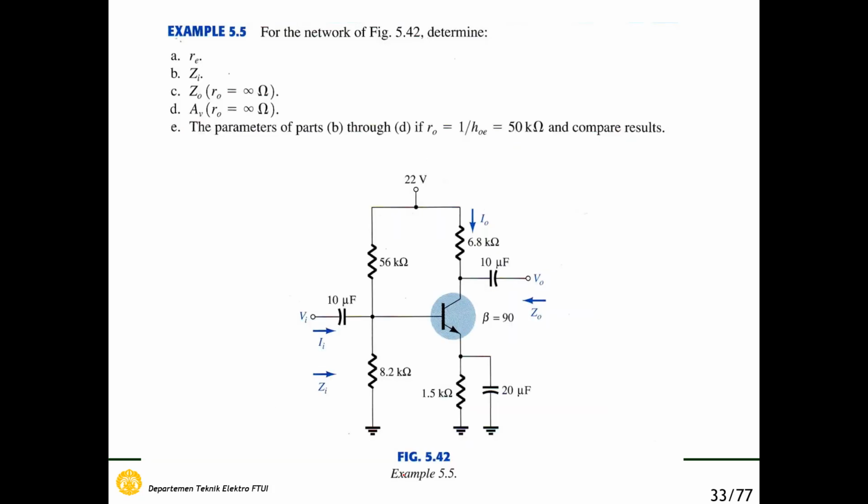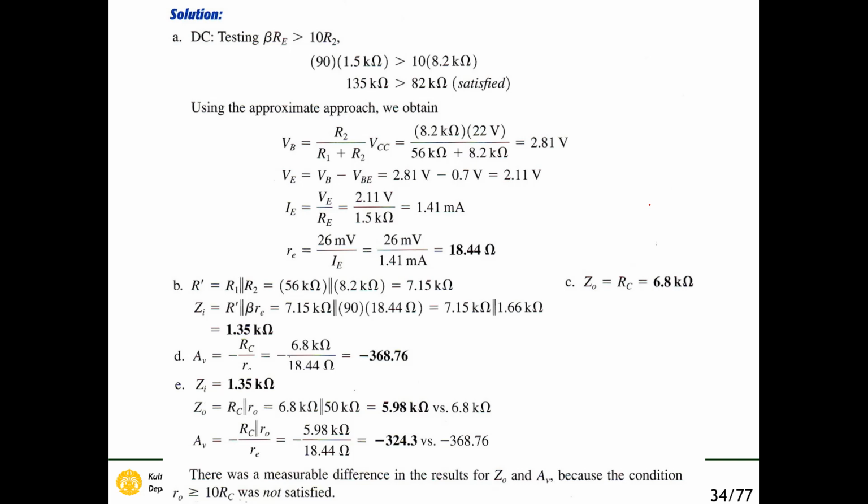Okay, so this is the example. For this circuit, determine re, Zi, Zo, and Av. And then the parameters of part B, when ro is 1 per hoe is 5 kilo ohm, and compare the results. So the first one, we have to determine re. How to determine re? We have to do the DC analysis because re is 26 millivolt per IE. So we have to determine the emitter current here.